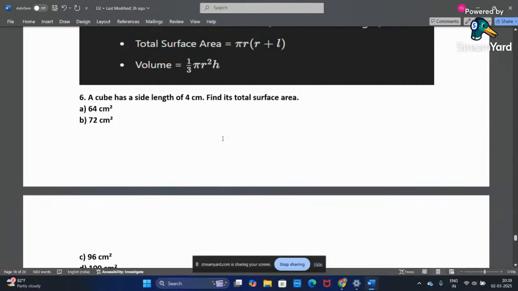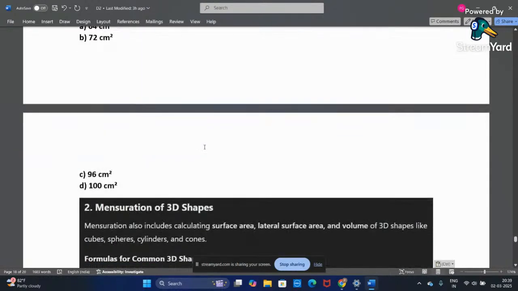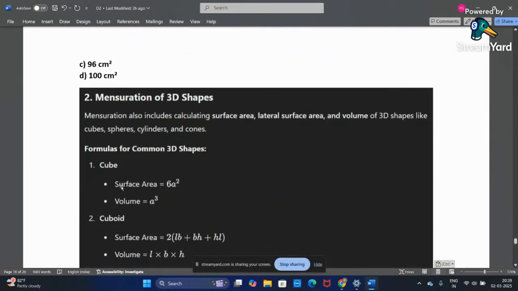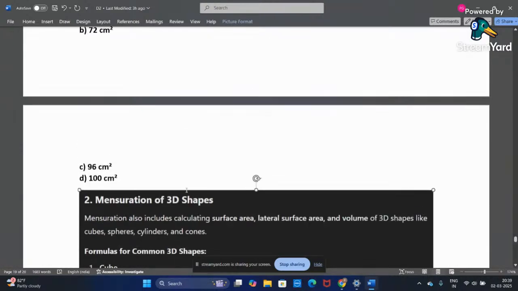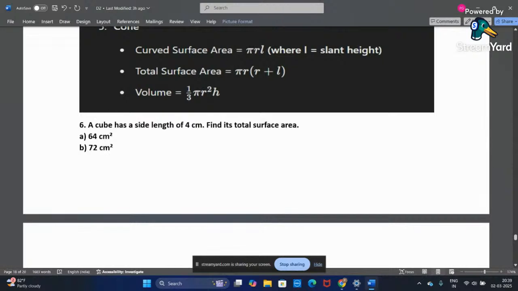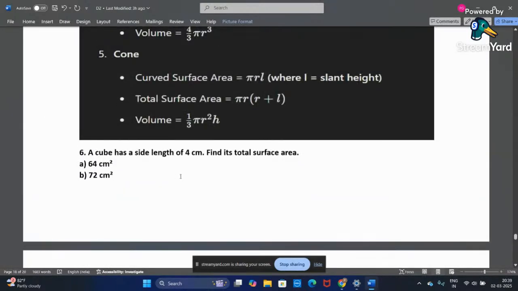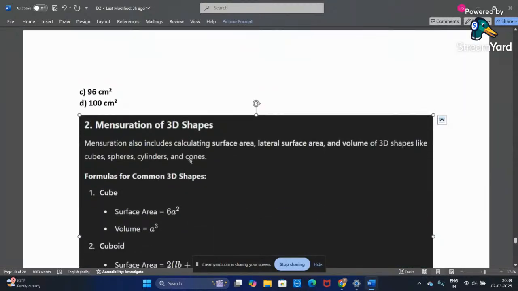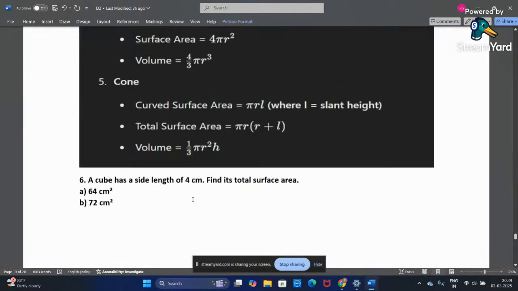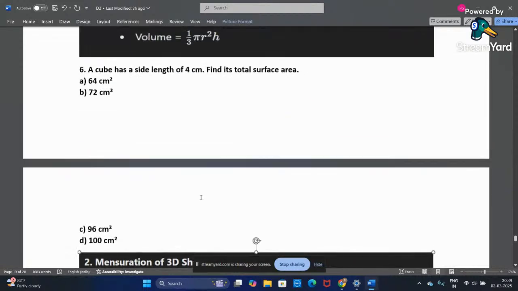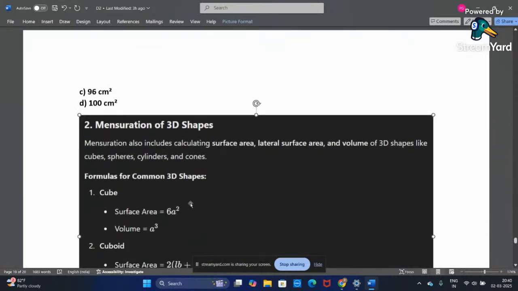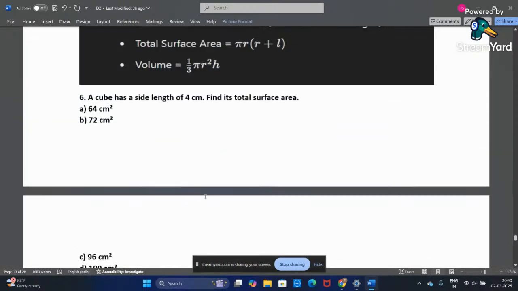A cube has side length of 4 centimeter. Find its total surface area. Your surface area formula is 6a square. So what is a here? 4 is your a, right? 4 square into 6. What is the answer?